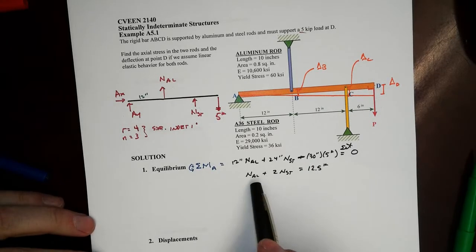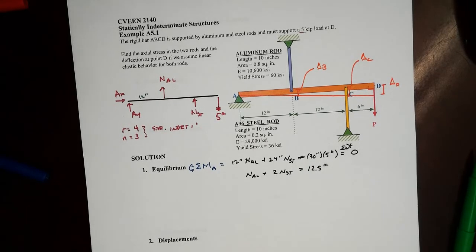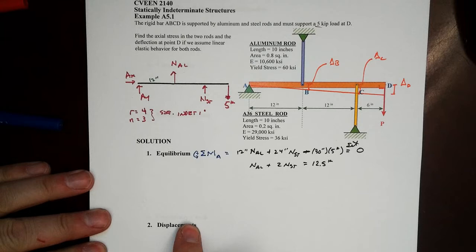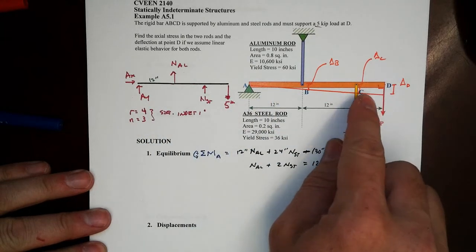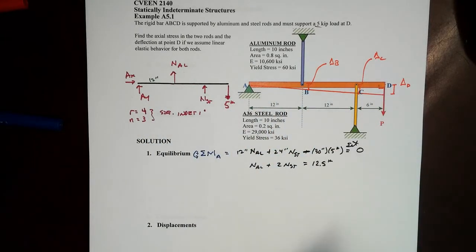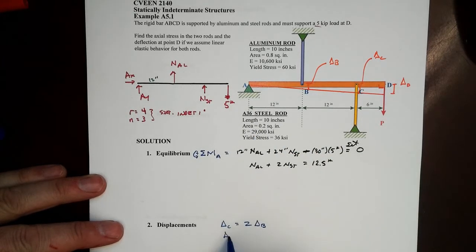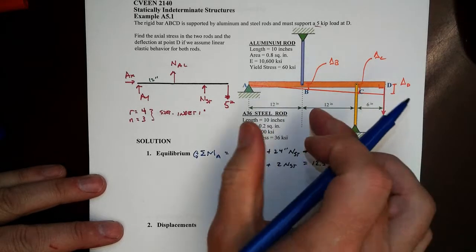So that's the equilibrium equation, one of them only, 2 unknowns, and so we need to do something else. And that comes partially from looking at these displacements. Here's this displacement pattern. Notice this right triangle that's formed, and so we have similar triangles. And that tells us right off the bat that delta C is going to be twice as large as delta B. It also tells us that delta D is going to be 2.5 times as large as delta B.